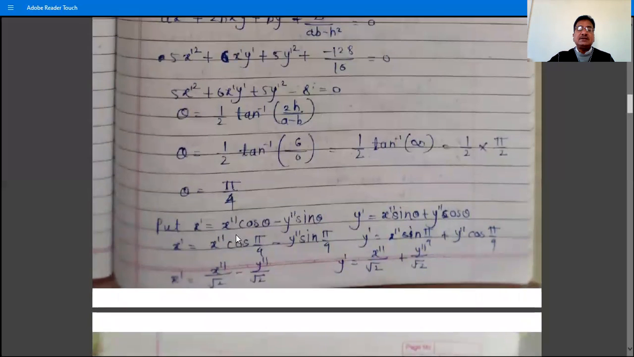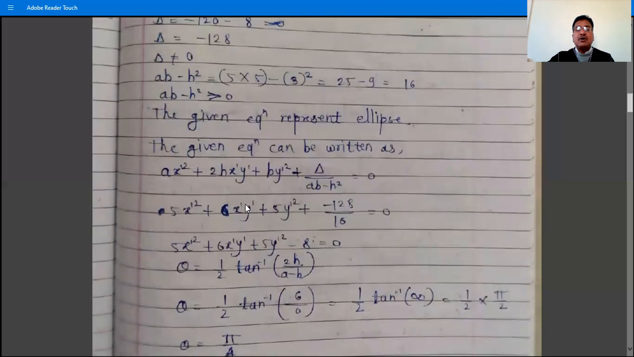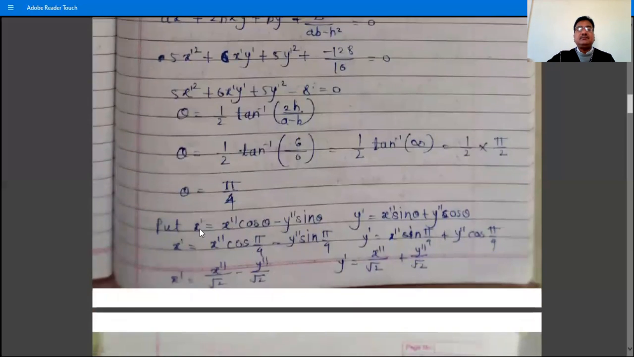Then substitute x dash as x double dash cos theta minus y double dash sin theta, because the original formula is x equal to x dash cos theta minus y dash sin theta. So instead of x, use x dash, and instead of x dash and y dash, use x double dash and y double dash notation. And y dash is x double dash sin theta plus y double dash cos theta. Because the given equation is already in terms of x dash and y dash, that's why we use x dash and y dash as x double dash and y double dash.